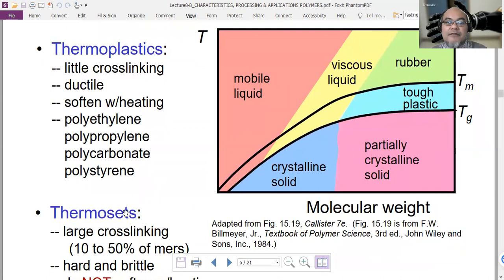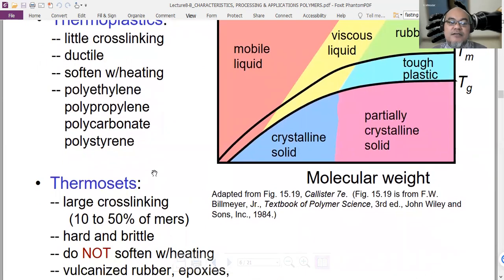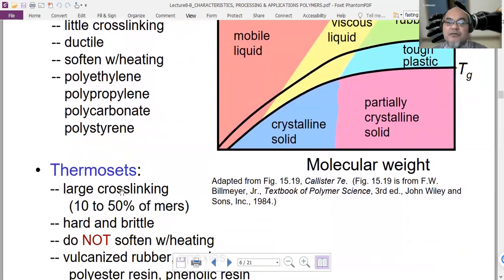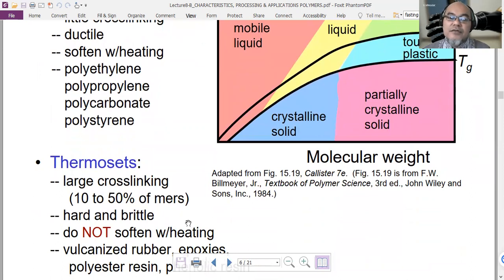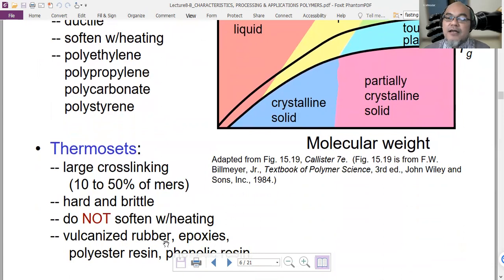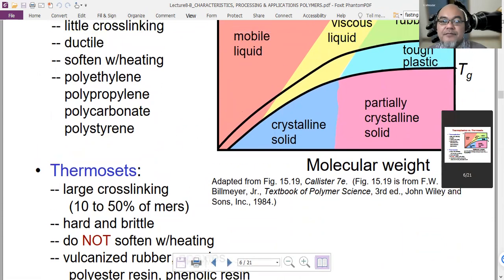And the second type of polymer, the thermoset polymer, has large cross-linking, up to 10 to 50% of the mass. Therefore, mechanically they become hard and brittle, and even when you heat, they do not soften easily. Examples are vulcanized rubber, epoxies, polyester resin used to glue or to attach parts, and also phenolic resin.